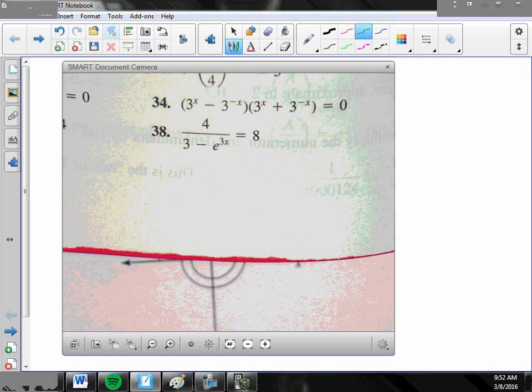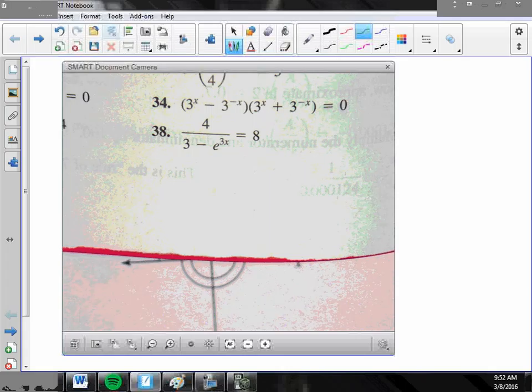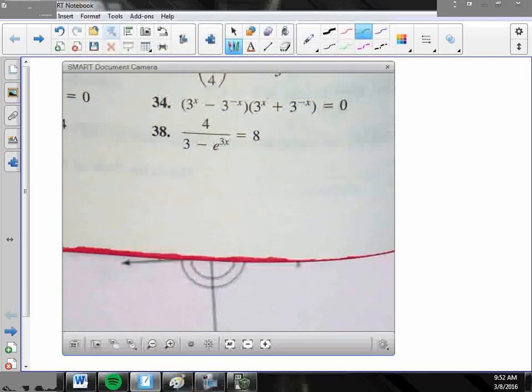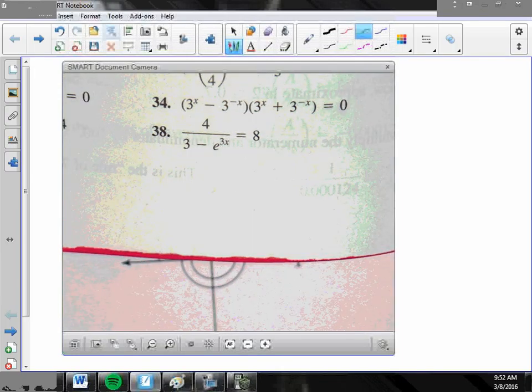34 is kind of tricky. We have 3 to the x minus 3 to the negative x multiplied by 3 to the x plus 3 to the negative x. What would you do here? Well, we might as well multiply them together and see what happens.